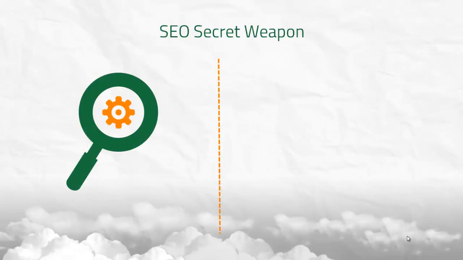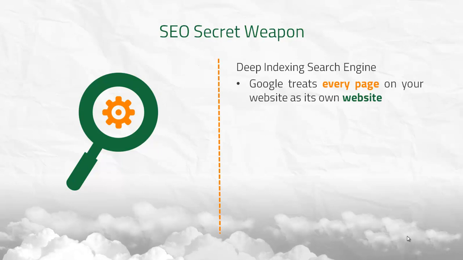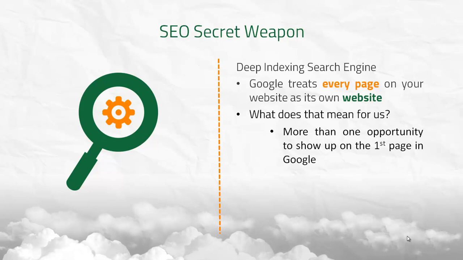So let me give you a little bit of an SEO secret weapon that will definitely help you out. There's what's called deep indexing, and that's something that Google does. Essentially what that means is Google treats every page on your website as its own website. And this is so important to know because it essentially means that you have more than one opportunity to show up on the first page of Google.